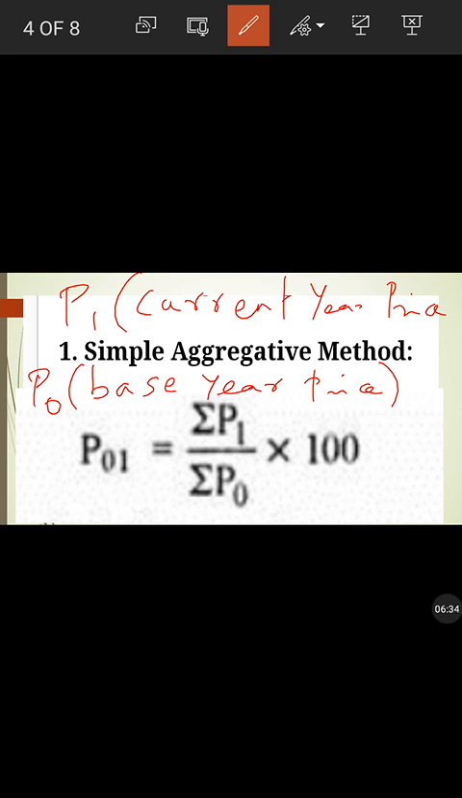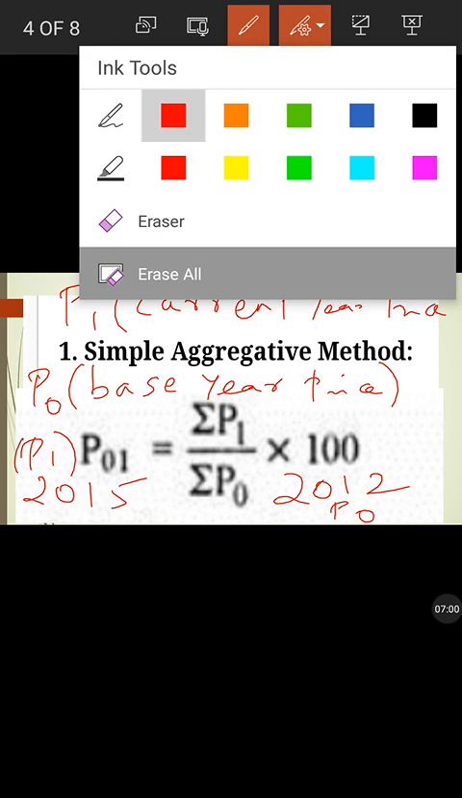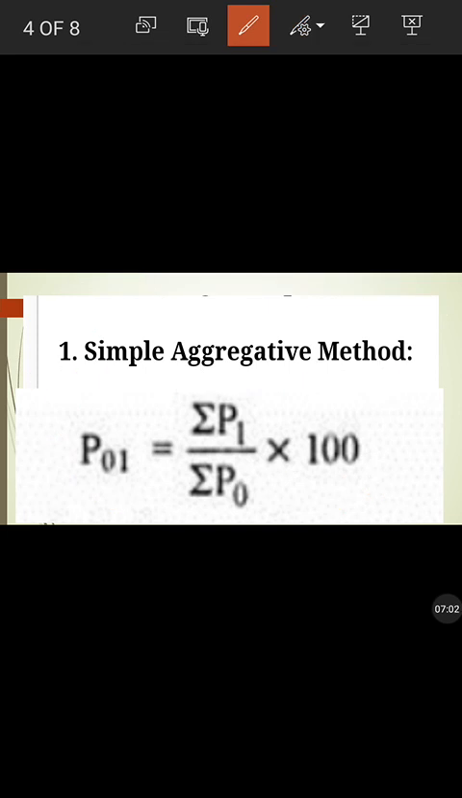For example, let me give you another example. Here 2 years are given like this: 2012 and 2015. So here this is P0, and the year which comes later is known as P1, that is current year price. You should remember like this, and also that the symbol for index numbers is P01.